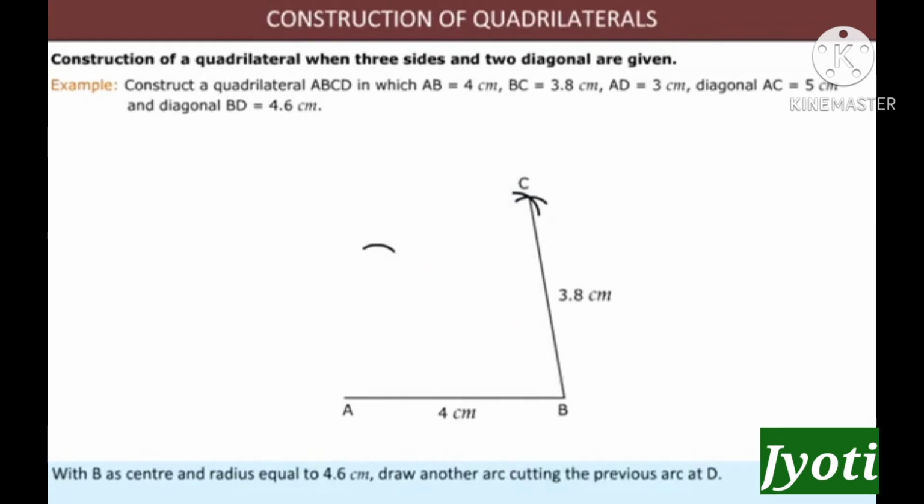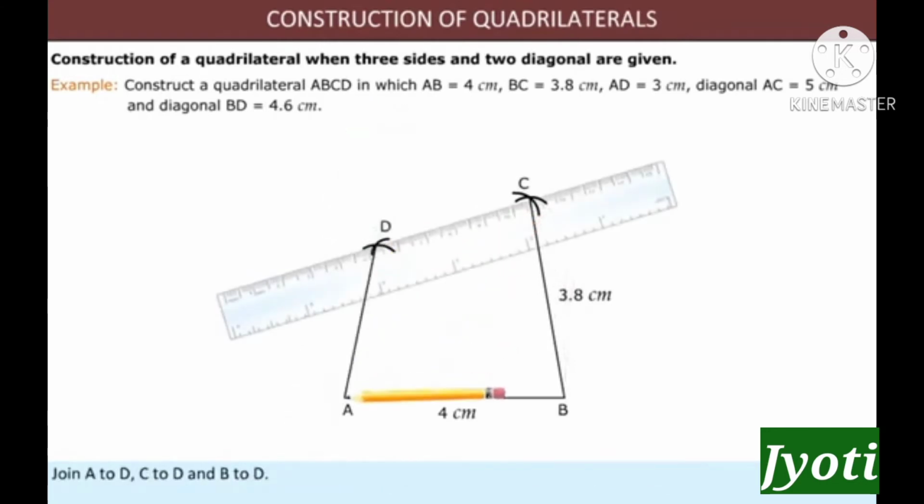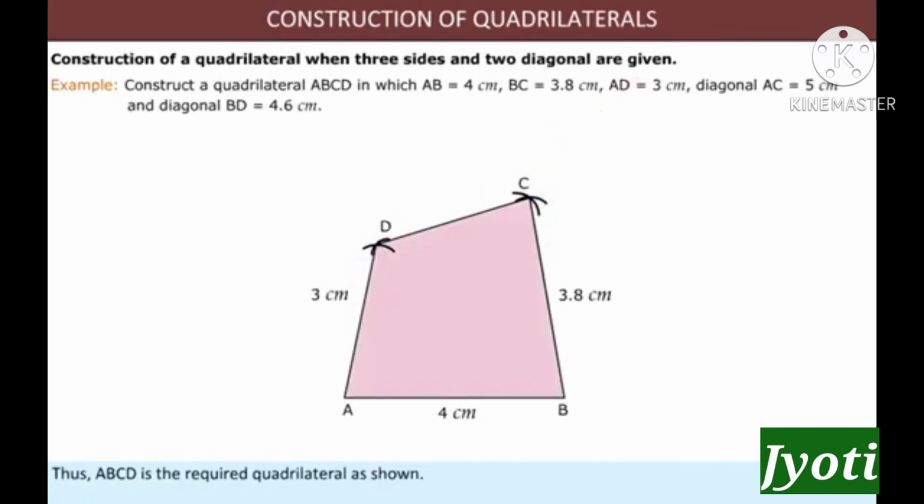With B as center and radius equal to 4.6 centimeters, draw another arc cutting the previous arc at D. Join A to D, C to D and B to D. Thus, ABCD is the required quadrilateral.